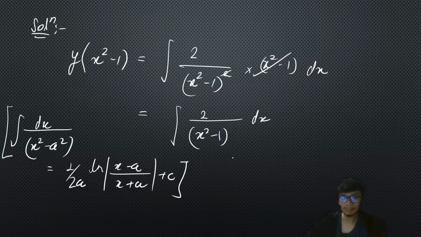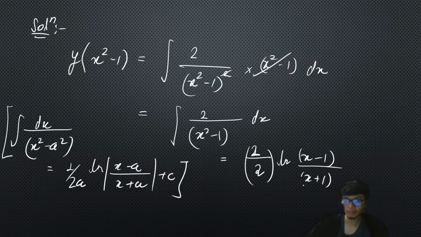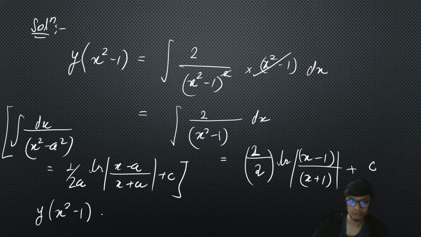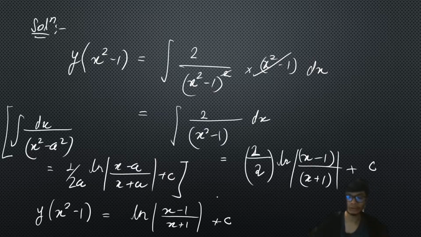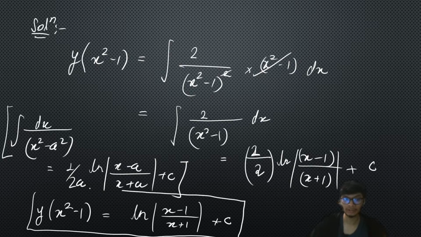Perfect. So ultimately your solution is going to be equal to 1 upon 2a, so this 2 will come out, right? 2 is a constant and this a is 1, right? So 1 upon 2 into 2 into natural log of mod x minus 1 divided by x plus 1. So don't forget to put the mod plus some constant, right? So from here you get the ultimate solution as y times x square minus 1 is equal to natural log of x minus 1 by x plus 1, plus some constant c, right? This is the required solution of your differential equation.